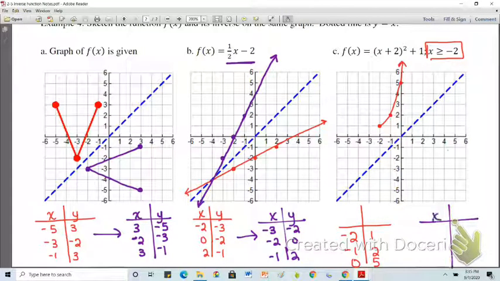And finally, my inverse table. So I'm going to flip my points: 1, -2, 2, -1, and 5, 0.